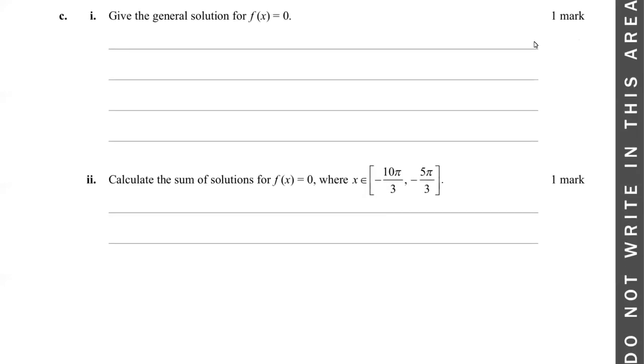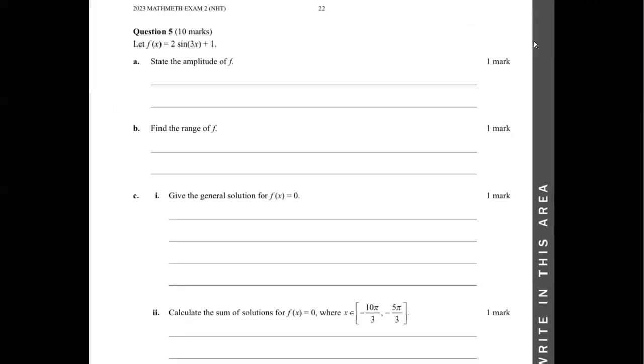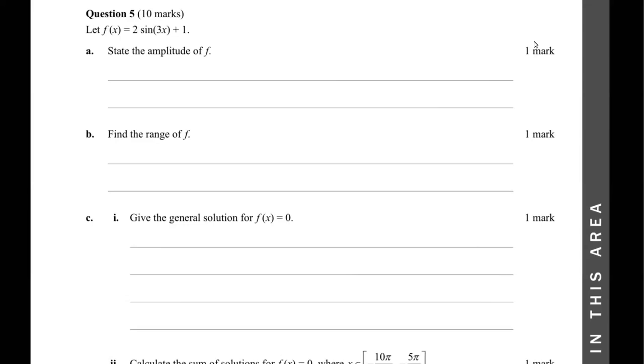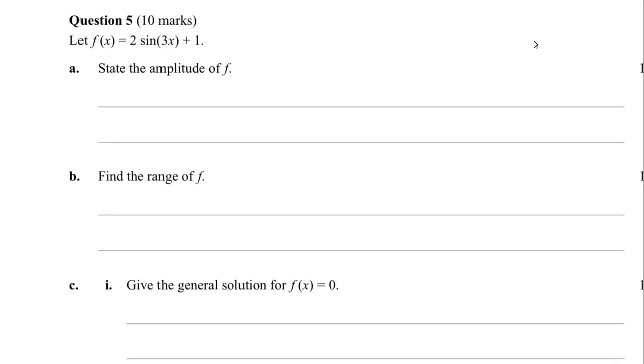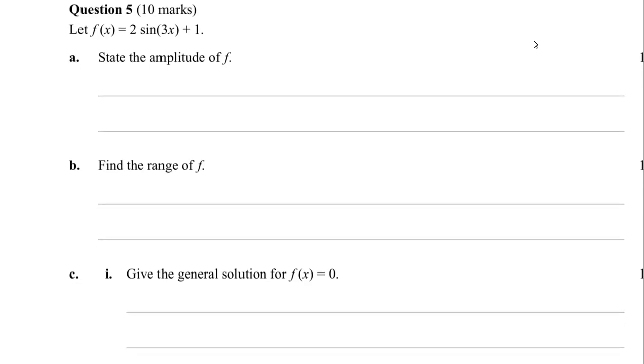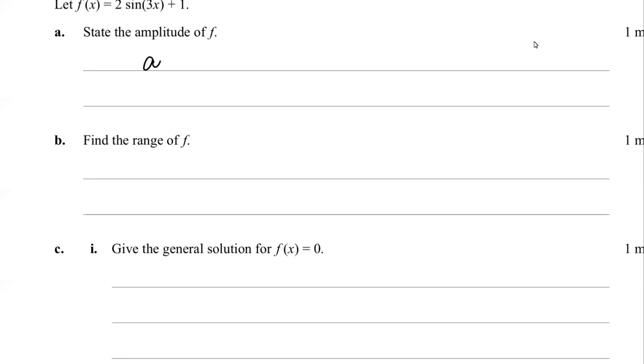And I will start with the last question, in the hope that we find it's not necessarily the hardest one. So question 5, 10 marks. Let f of x equal 2 sine 3x plus 1. State the amplitude of f. Pretty easy. Amplitude is 2.